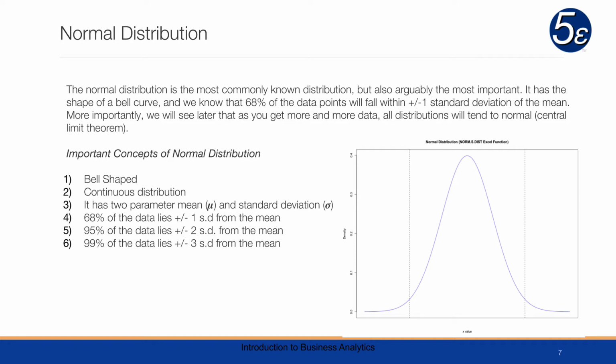The normal distribution is the most commonly known distribution, but arguably the most important. It has the shape of the bell curve, and we know that 68% of the data points will fall within plus or minus 1 standard deviation of the mean. More importantly, as we'll see later, as you get more and more data, all distributions will tend to normal, according to the central limit theorem. So important concepts of the normal distribution are that it is bell-shaped, it is a continuous distribution, it has 2 parameters, mean and standard deviation. 68% of the data lies between plus or minus 1 standard deviation from the mean, 95% of the data lies plus or minus 2 standard deviations from the mean, and 99% of the data lies within 3 standard deviations of the mean.